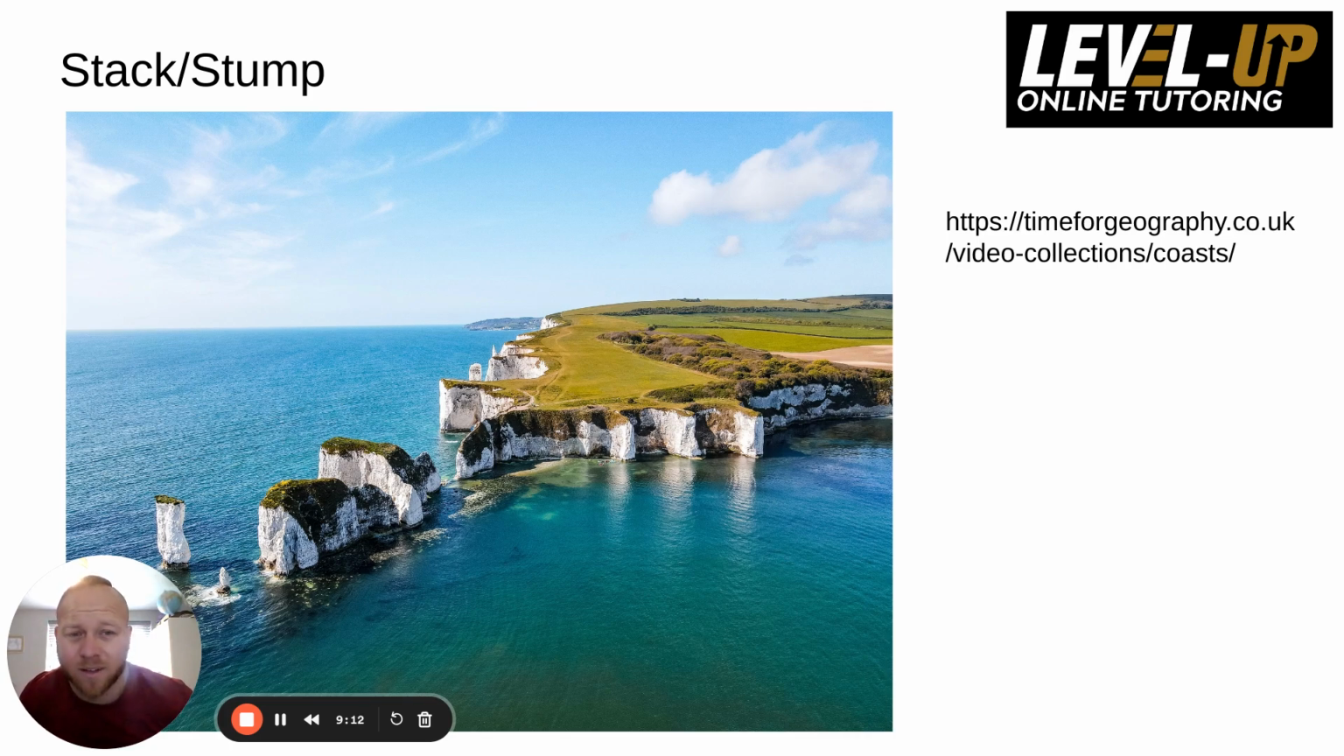Next one is formation of a stack and stump, like Old Harry Rocks, again on the Jurassic Coast. Jurassic Coast is a fantastic example. If you go on Time for Geography, there's some brilliant videos as well, which really show this in motion. But again, this is a headland. So originally this would have been a massive headland.